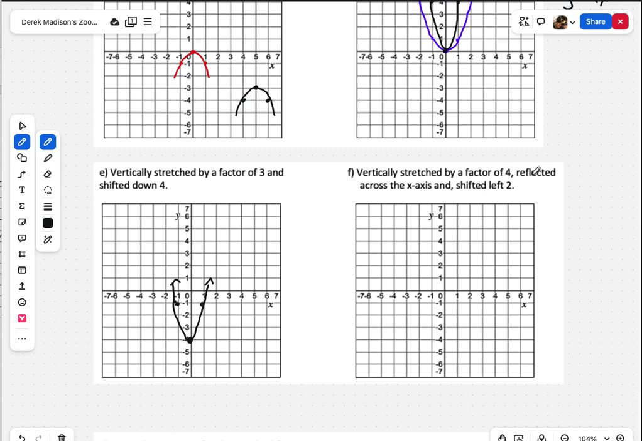Vertically stretched by a factor of 4, reflected across x, and shifted left 2. Okay, so we'll go left 2, and I'm going to open down instead of opening up, and since it's stretched by a factor of 4, it's going to be over 1 and down 4 to that next point instead of the over 1 and down the usual 1 to that point. And I get something like that.